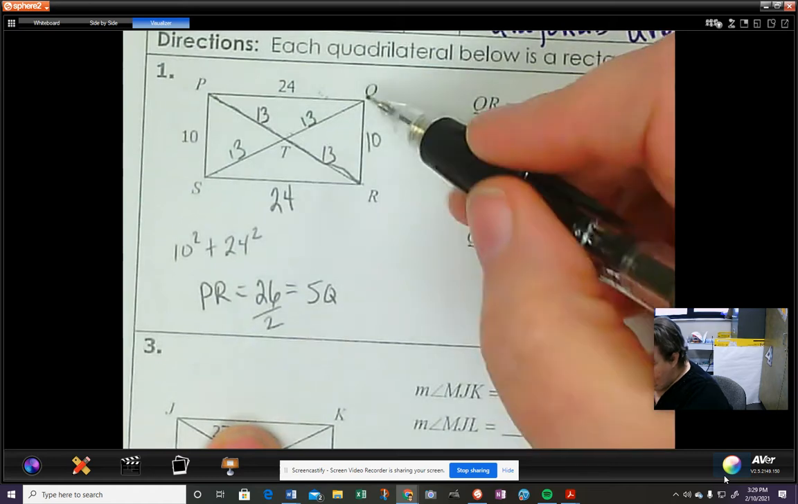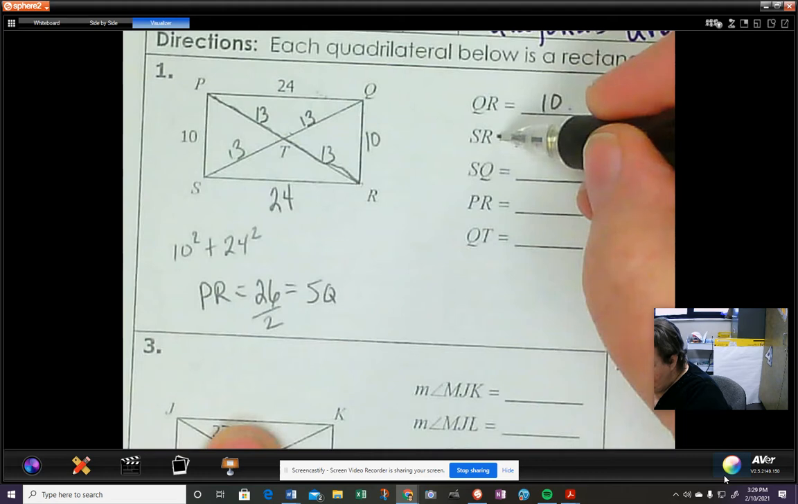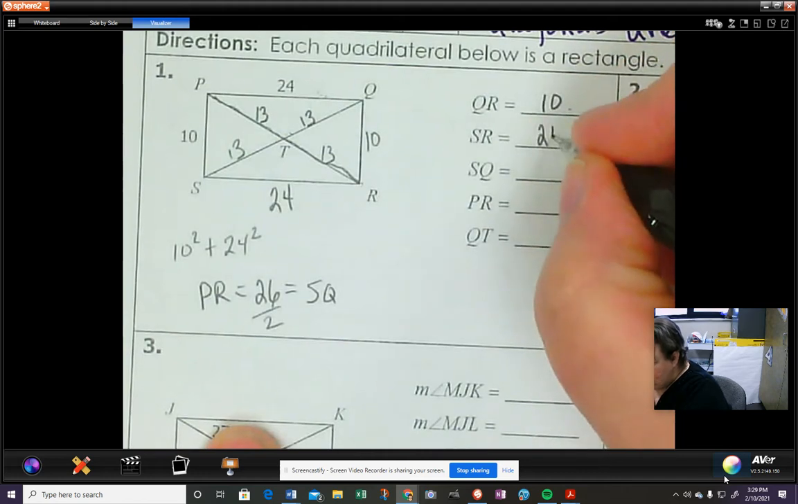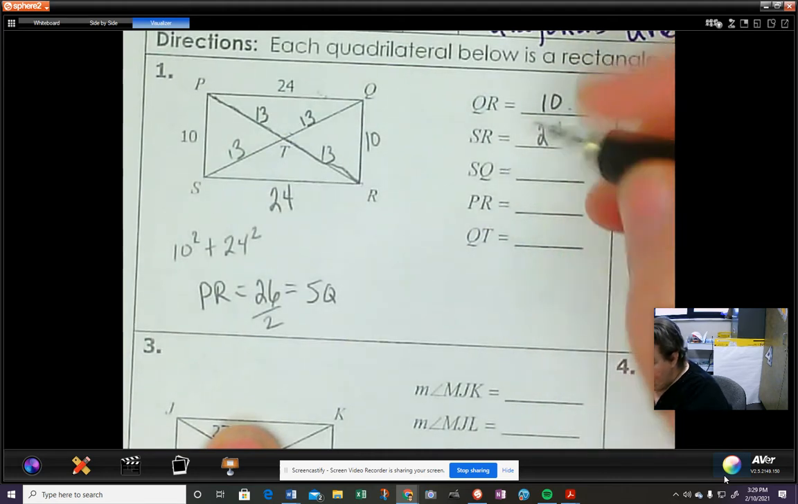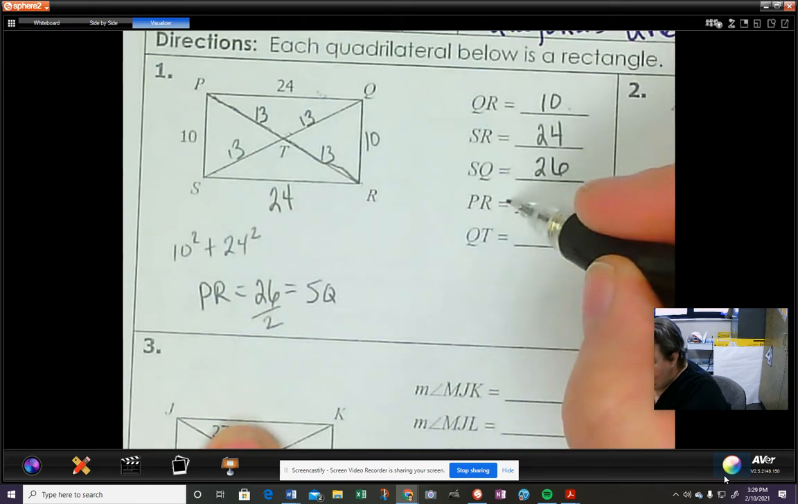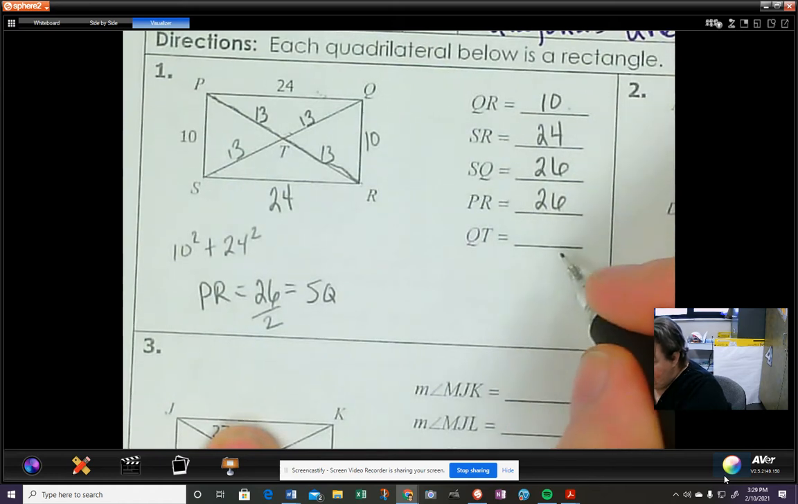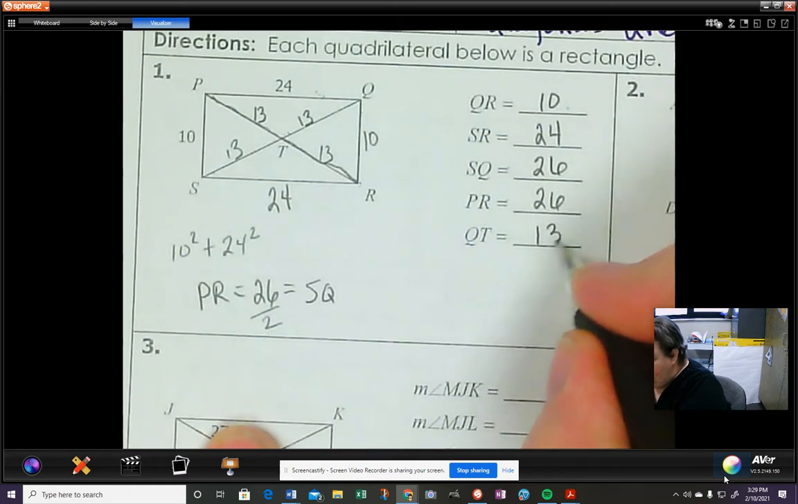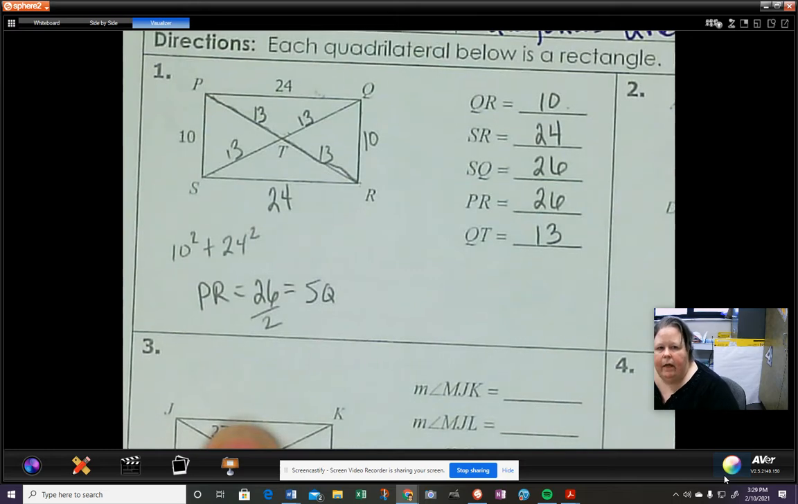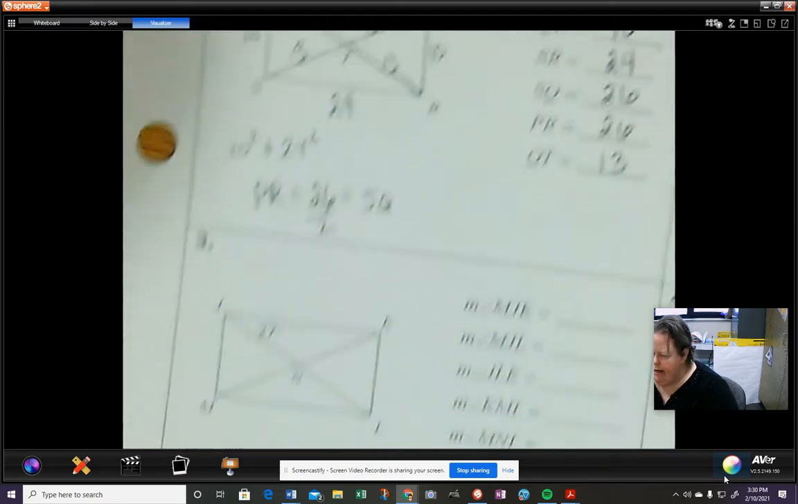QR is 10. SR is 24. SQ is 26. PR is 26. QT is 13. There you go. That one wasn't too bad. All right. Let's try number 3.